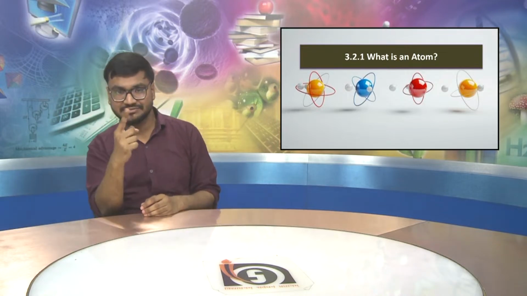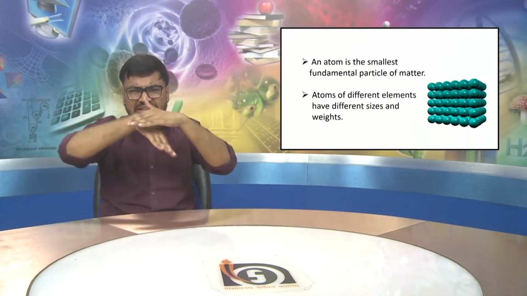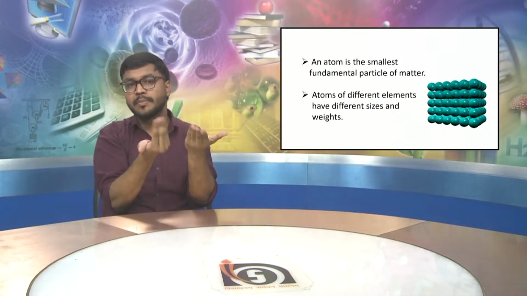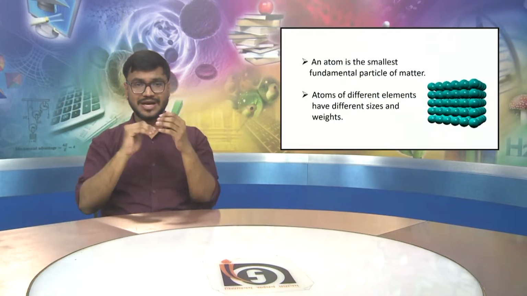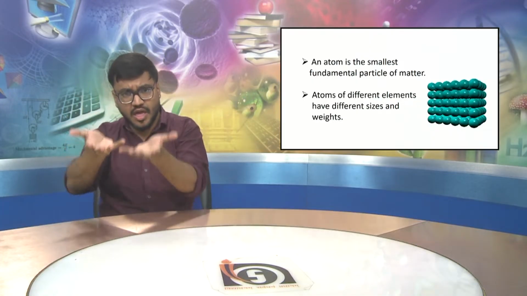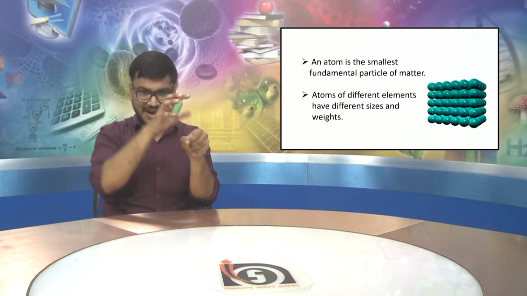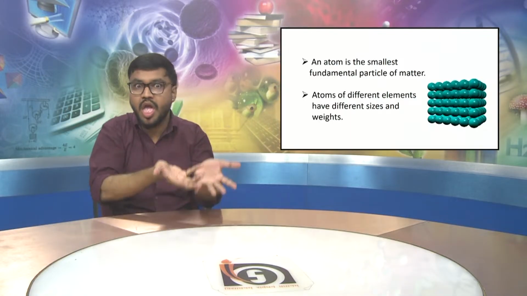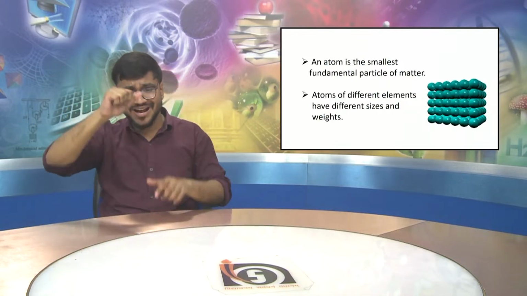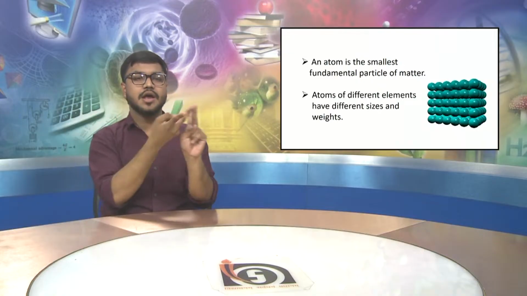Now let's learn what is an atom. An atom is the smallest fundamental particle of matter. Atoms of different elements have different sizes and weights. For example, an atom of gold weighs heavy and an atom of hydrogen weighs lighter.